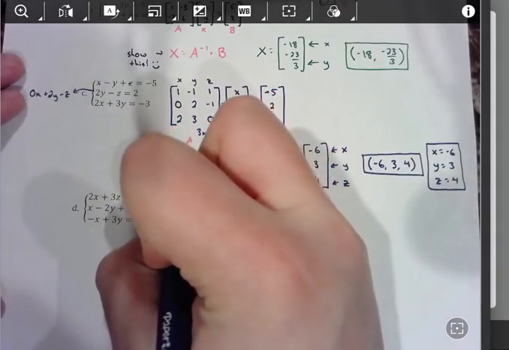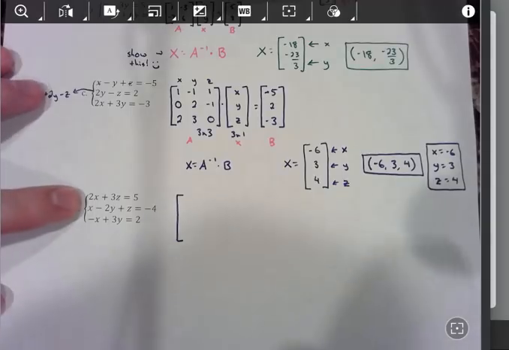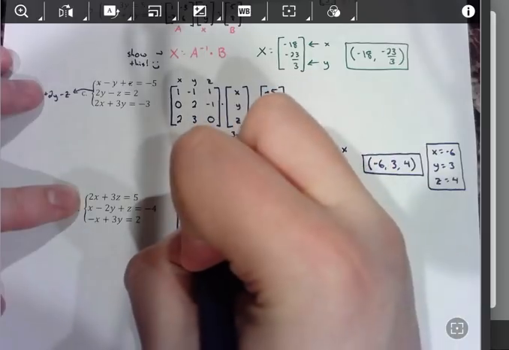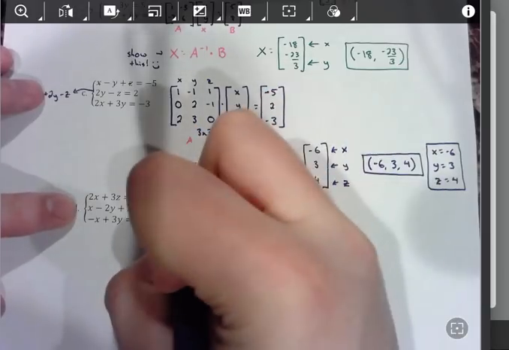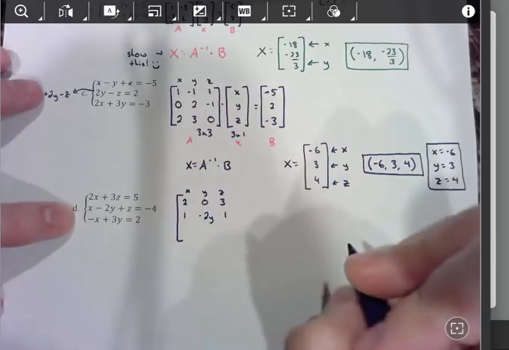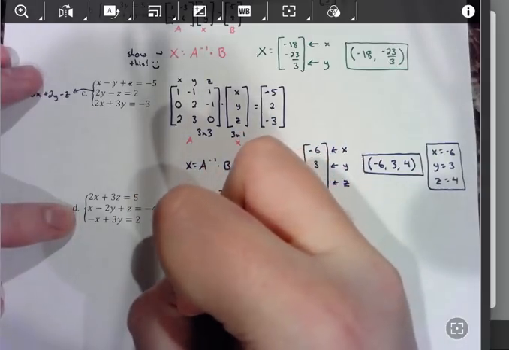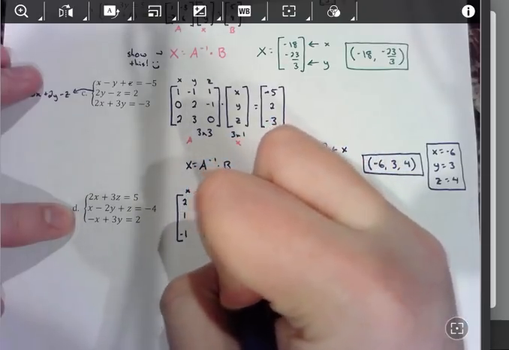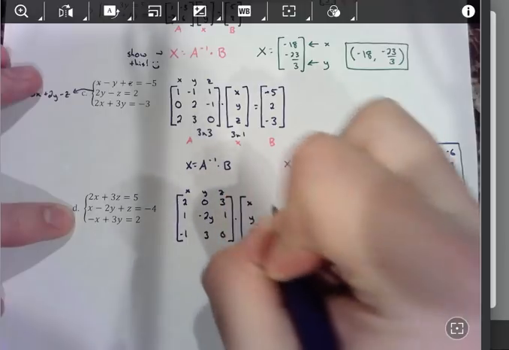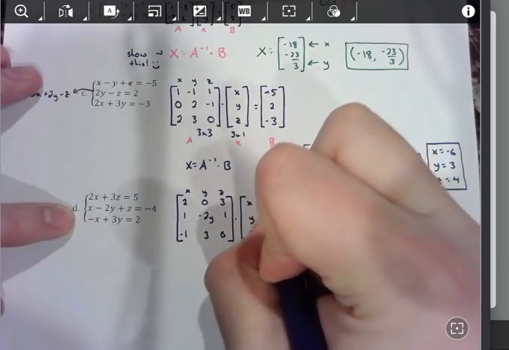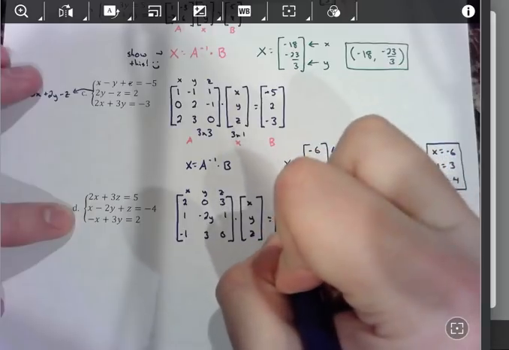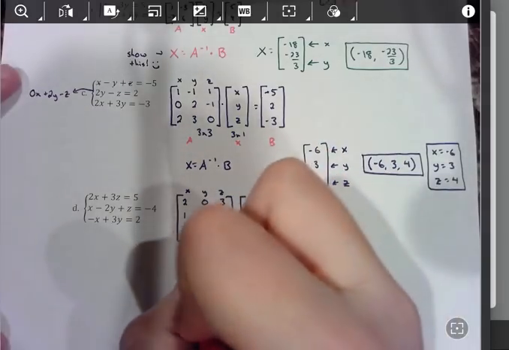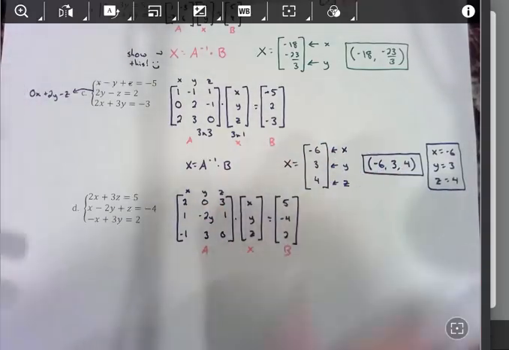So I'm going to set up my 3 by 3. Again, I hope you were careful. You have 2 x's. Remember, this is like your x, your y, your z. You have 2 x's, no y's, 3 z's, 1 x, negative 2y, 1 z, negative 1 x, 3 y's, no z's. Multiplying that by x, y, z, and that equals 5, negative 4, 2. I'm going to label them A, X, and B.